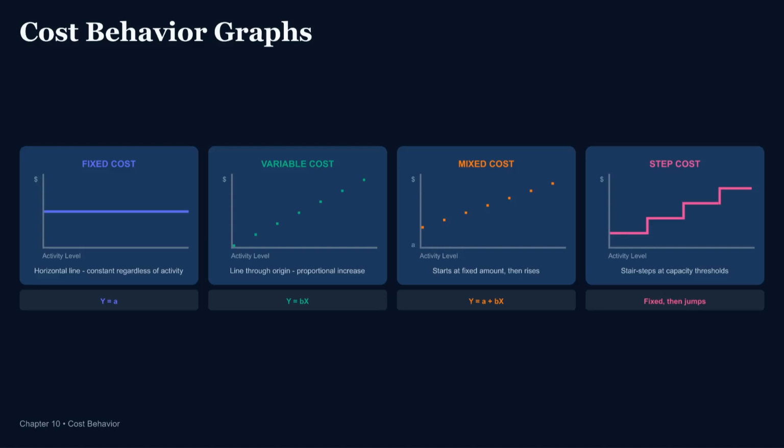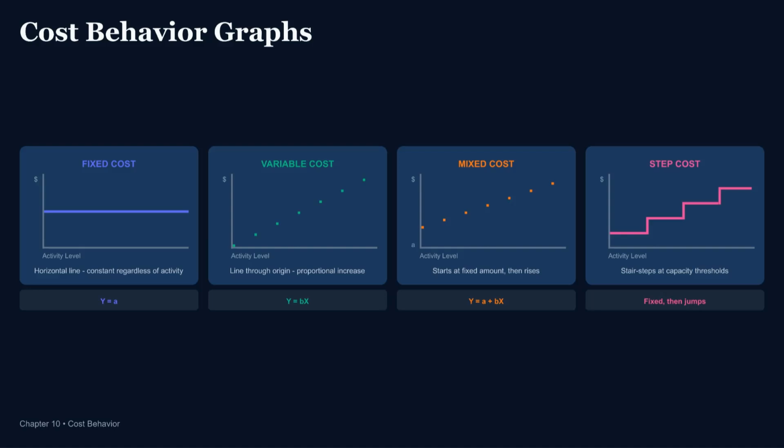Mixed costs, semi-variable costs. These contain both a fixed component, base cost, and a variable component, usage-based cost. They change in total, but not in direct proportion to activity changes. Examples include utilities, base fee plus consumption charge, and maintenance costs.